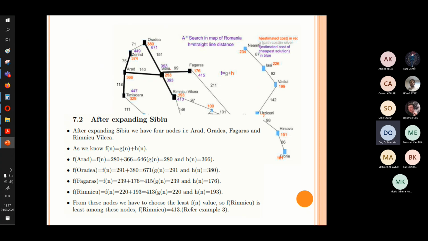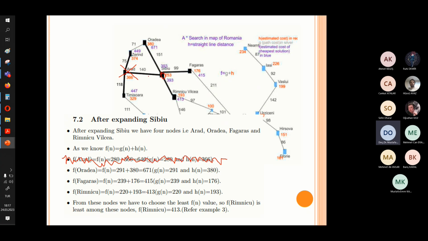When we expand Sibiu, we are here, and don't forget that we already explored Arad, so there is no need to go back to Arad because it is ridiculous. Start from Arad, go to Sibiu, and then come back to Arad again, and then try to go to Bucharest. That is ridiculous. That is not possible. Therefore, this slide is not showing the correct calculation. There is a mistake. This shouldn't be calculated because we already know the cost.